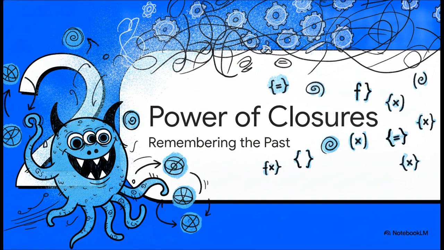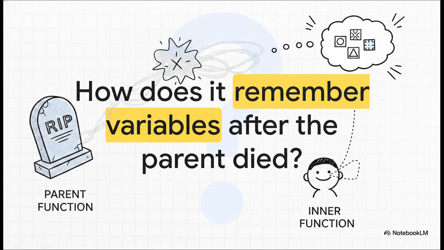Moving right along to Section 2, the power of closures. Remembering the past. Closures can honestly feel like a monster that breaks all the normal rules of programming. Here's the paradox. Normally, when a function finishes running, it dies. And when it dies, all the variables inside it are supposed to be completely destroyed and cleared from memory.